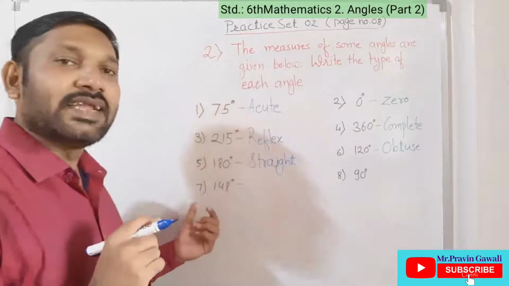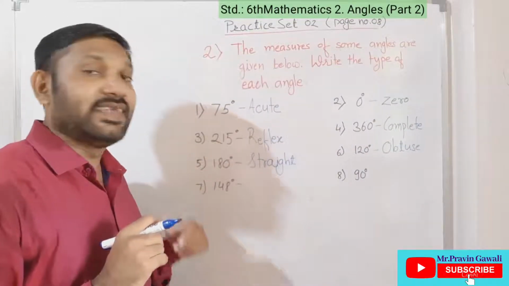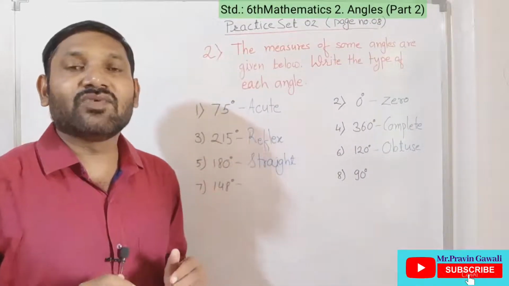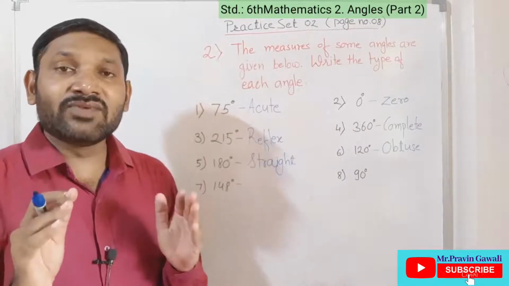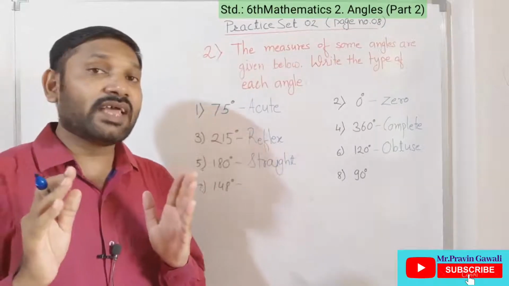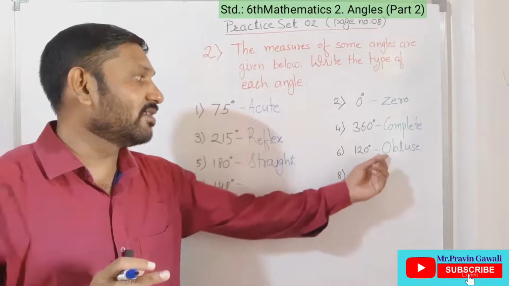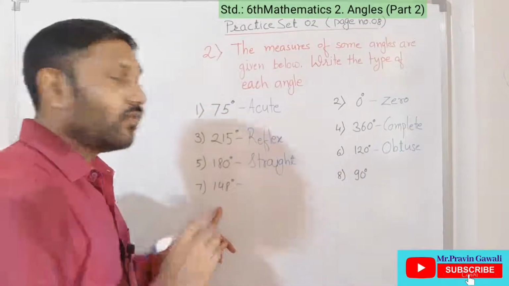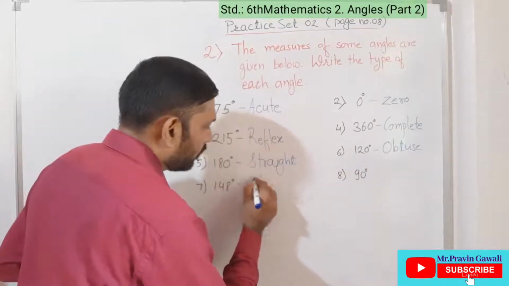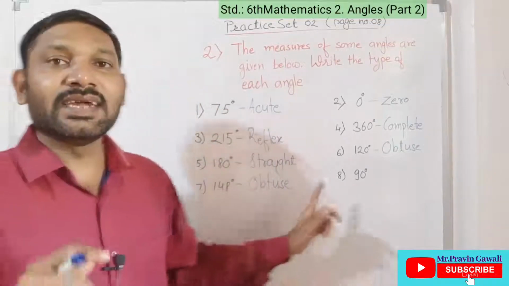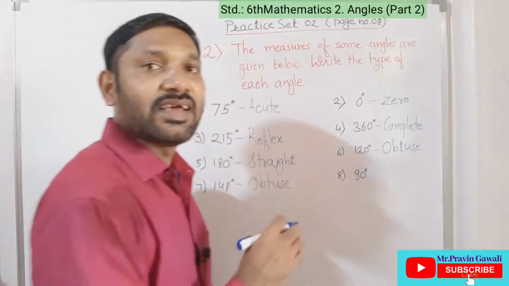Yes, next student, it is 148 degrees. 148 degrees means what? It is less than 180 degree and more than 90 degrees, like this. Okay, so it is called what? Obtuse angle again. Okay, and 90 degree, very easy, it is right angle.